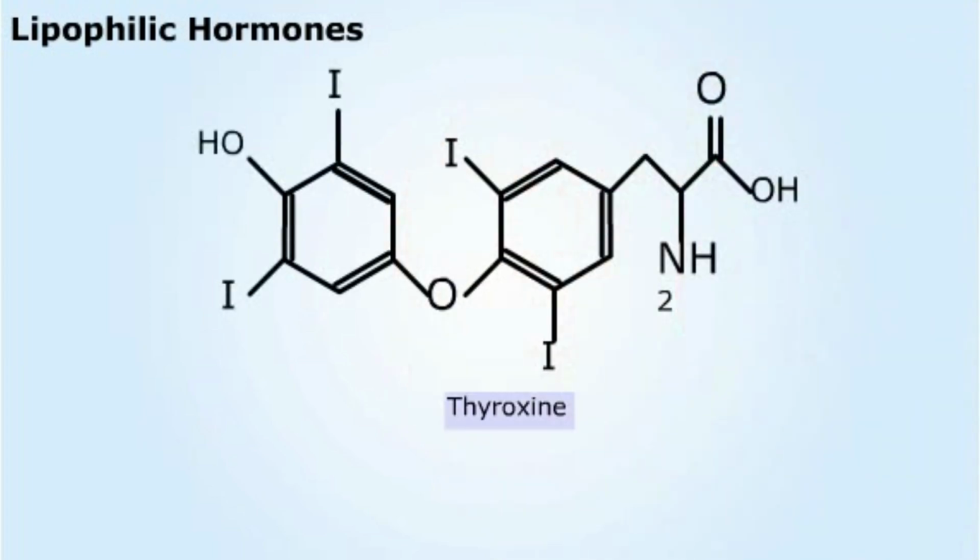Thyroid hormones, like thyroxine, are lipophilic hormones derived from amino acids. They consist of two amino acids that are modified with iodine. This modification makes them lipophilic.